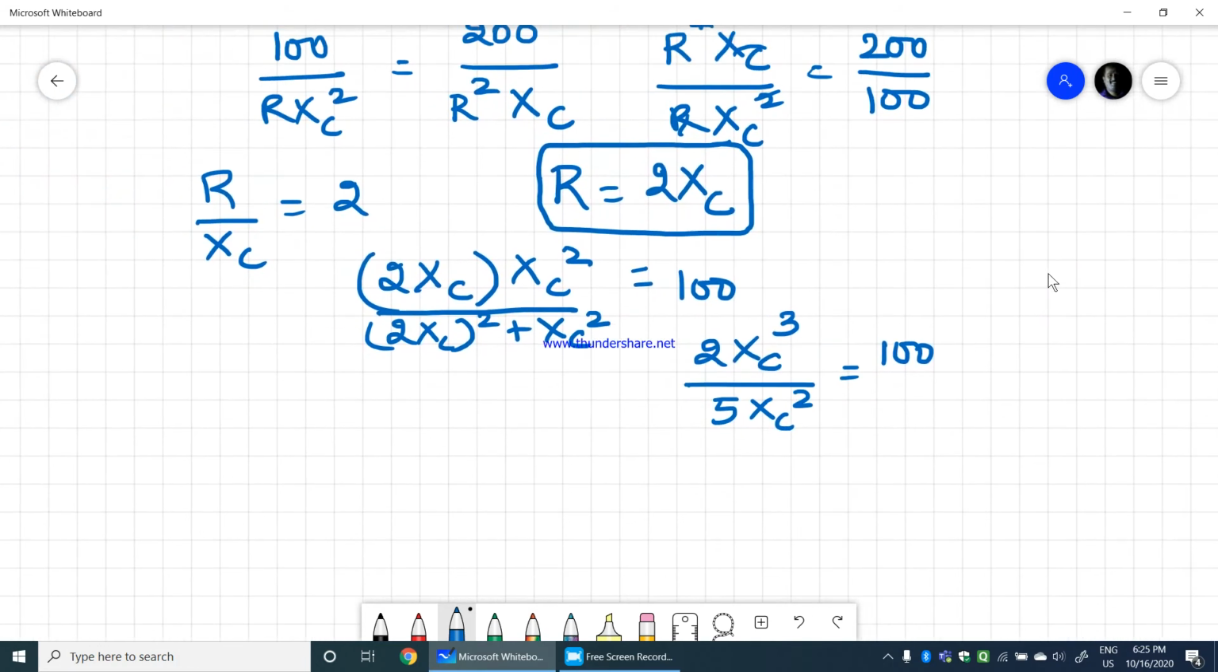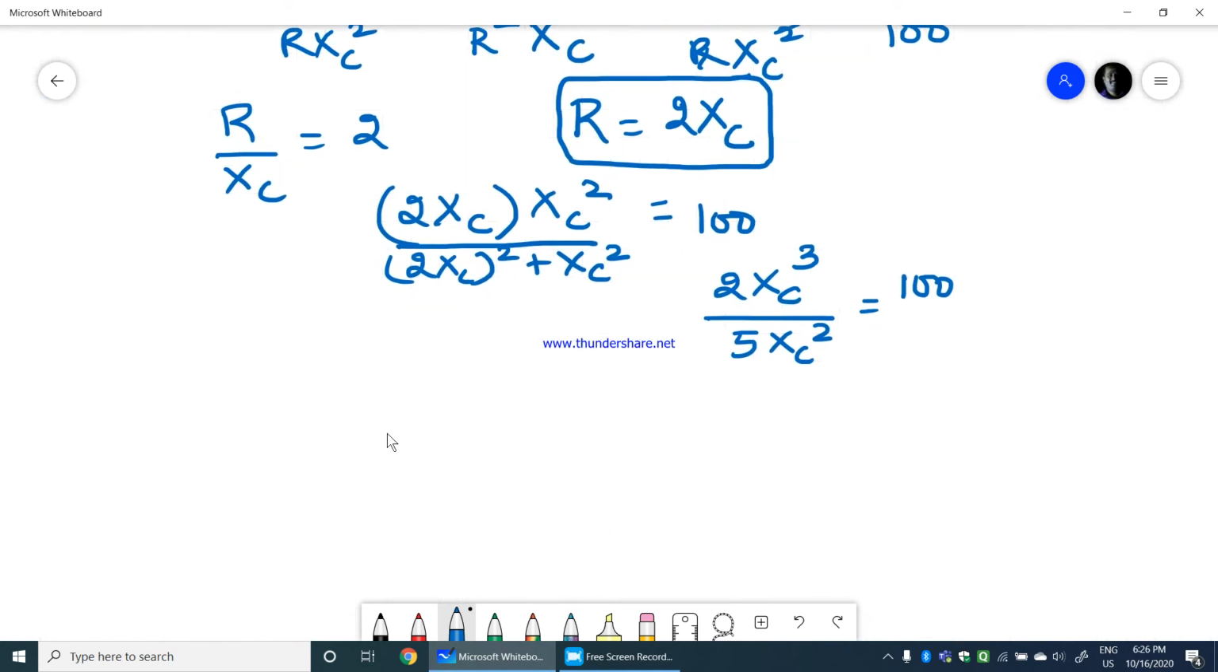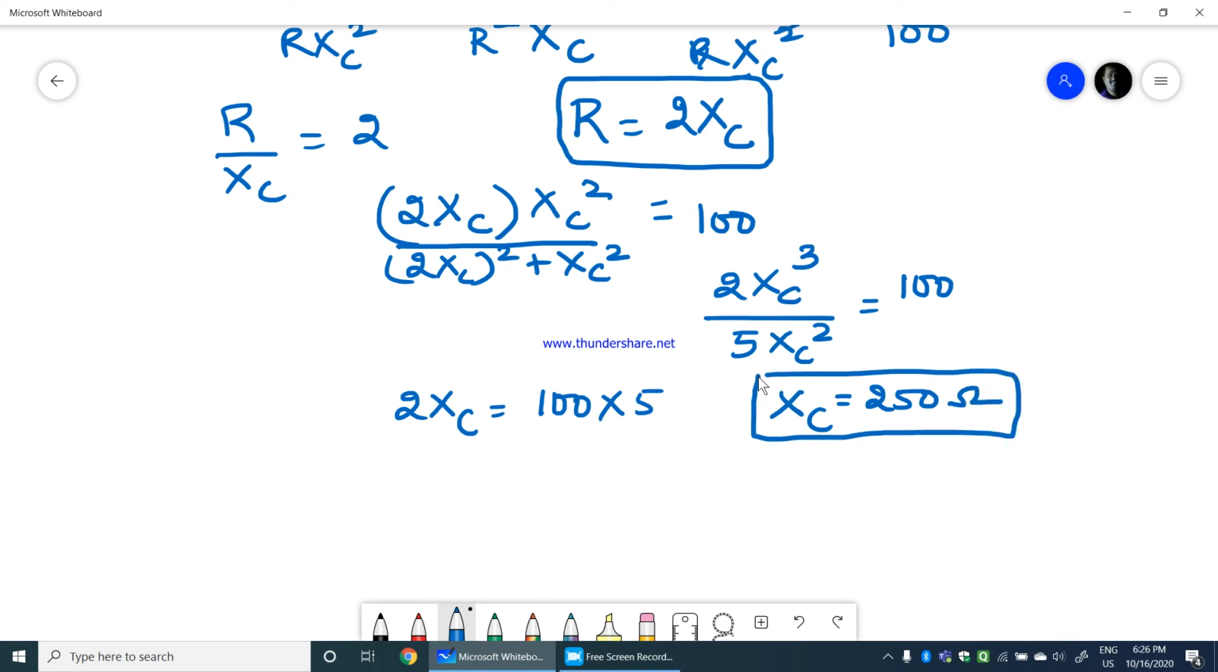Therefore, from Xc square and Xc cube, I get 2Xc equals 100 into 5. So therefore Xc would be equal to 250 ohms. Xc would be equal to 250 ohms. Therefore, if you substitute for R equals 2 times Xc, R will be equal to 2 into 250. Therefore, R is equal to 500 ohms.